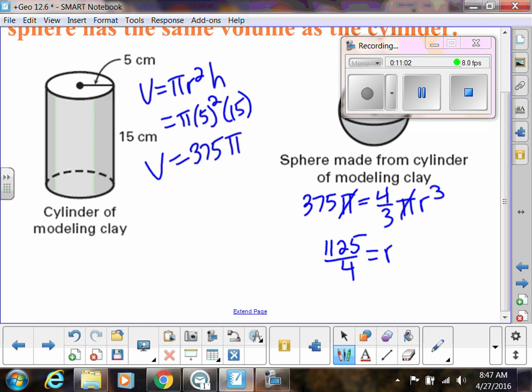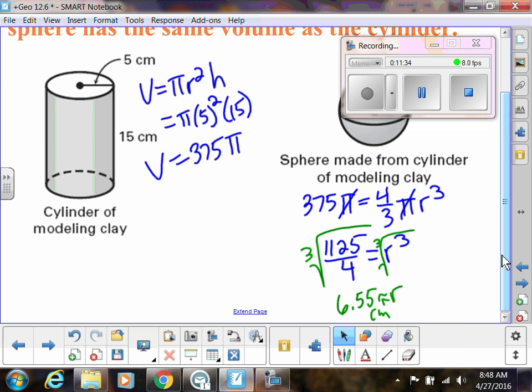I don't want to round yet. And then to solve for r, I'm going to be taking the cubed root because I have to cancel out that r cubed. I could just leave it like that if I wanted an exact answer. But if I do the cubed root, I'm getting approximately 6.55, and that would be centimeters, because over here we were using centimeters.